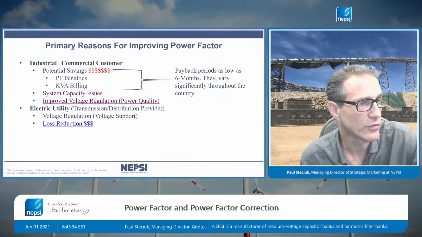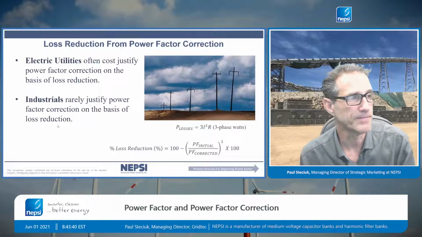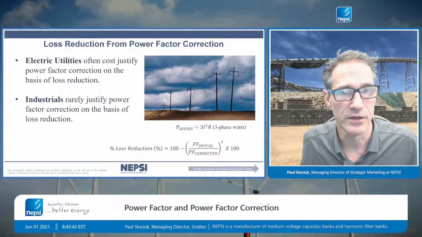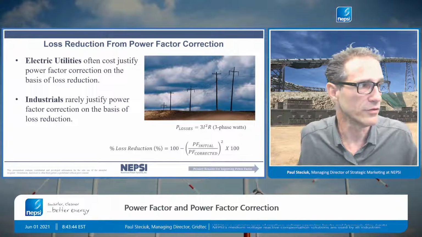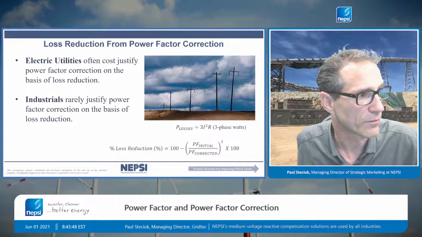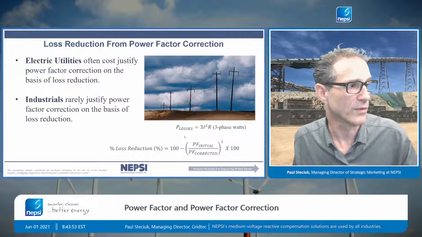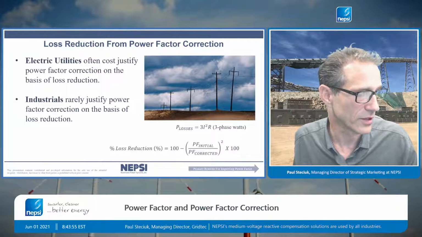Electric utilities, we will cover voltage regulation again, but also loss reduction. Loss reduction is a big deal with utilities because of the long distribution lines. And the power losses along the distribution line for power flow would be 3 times I squared R. 3 times I squared R.